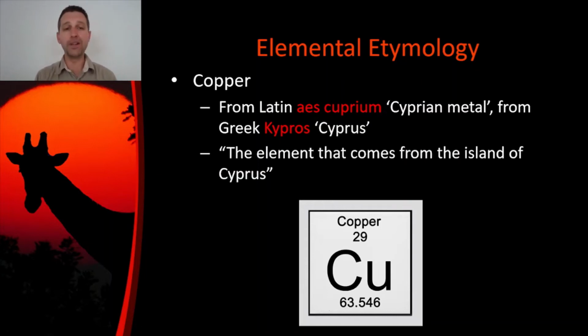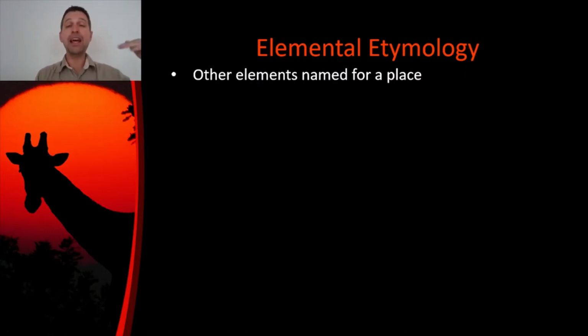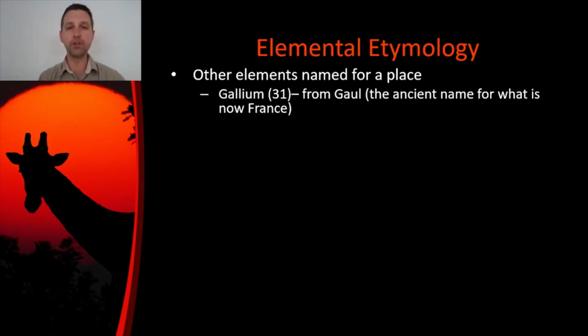As far as the other elements that are named after a particular region, none of the other ones on this list are going to go back that far. Copper is the only one that has an ancient name that goes back to some ancient place. Most of the rest of these were discovered fairly recently and then named for the place that they were discovered or the nationality of the person who discovered them.